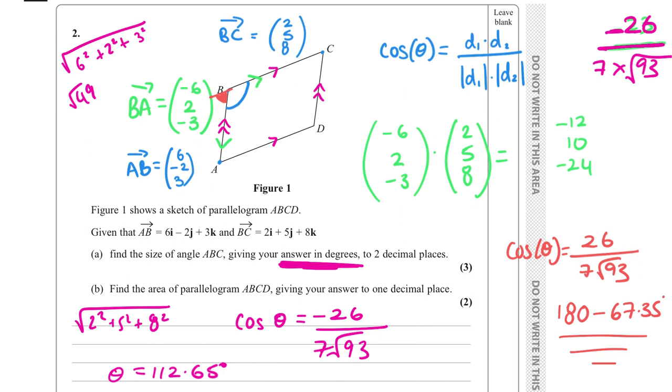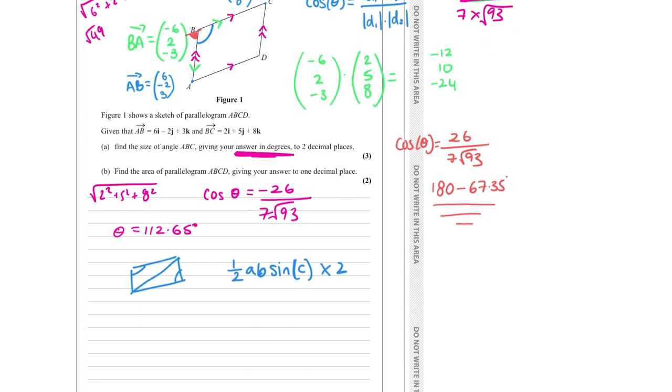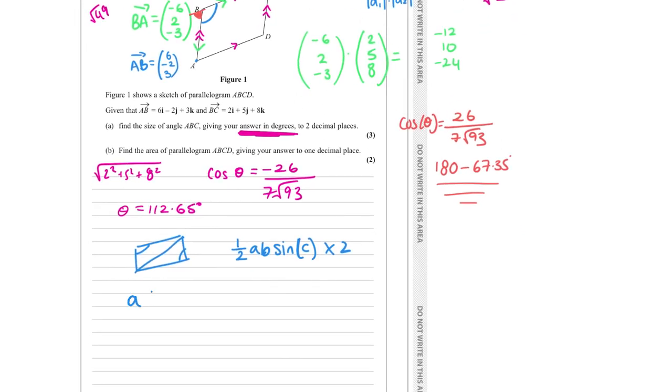Okay, now the second part of the question is really simple. How do you find the area of a parallelogram? You can find the area of the triangle and then multiply it by 2. So the area of a triangle is a half AB sine C. Then multiply it by 2. So technically, I'm just going to have AB sine C.